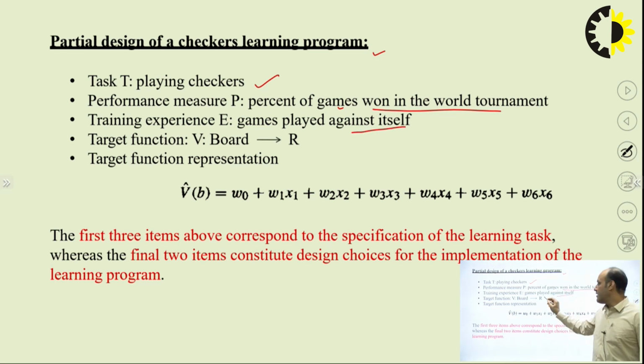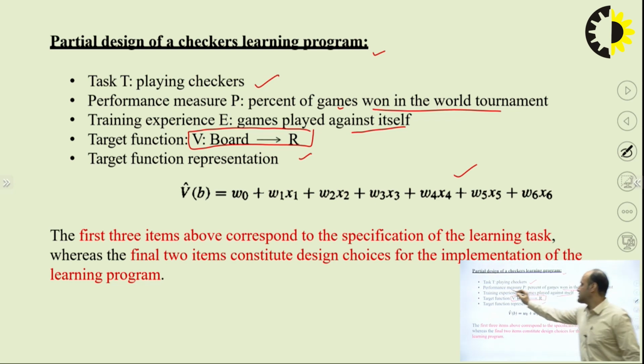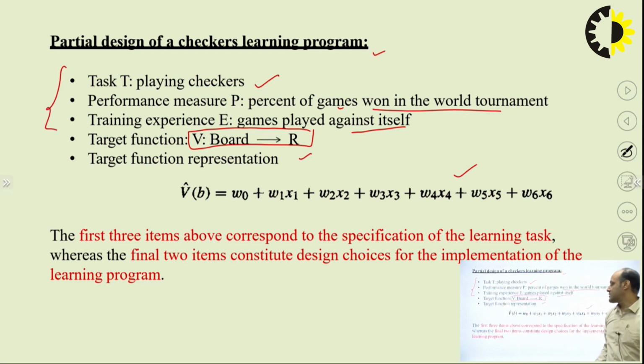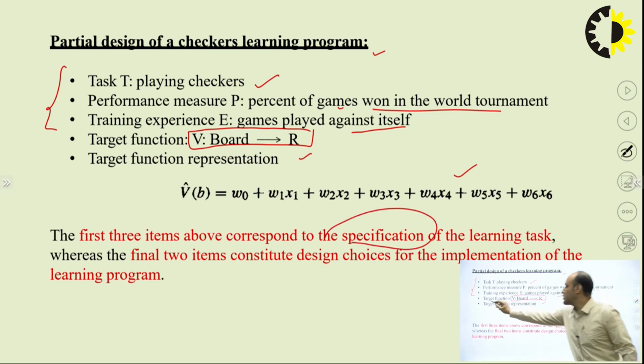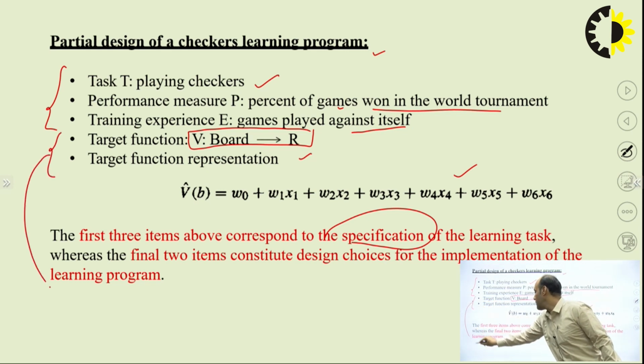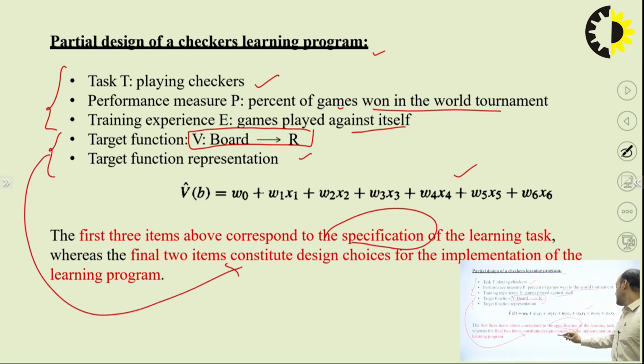Okay. And we have designed a target function, V: B tends to R. And it is represented using a linear combination function. So these first three items will correspond to the specification for this learning task. And the last two will represent the implementation. This is the partial design. Now we are proceeding towards the final design.